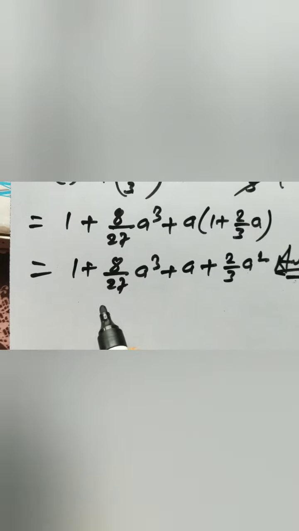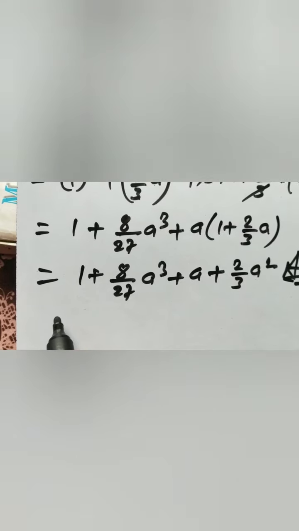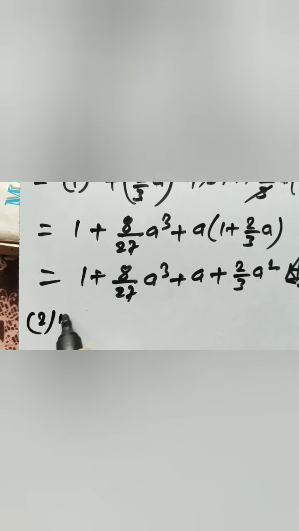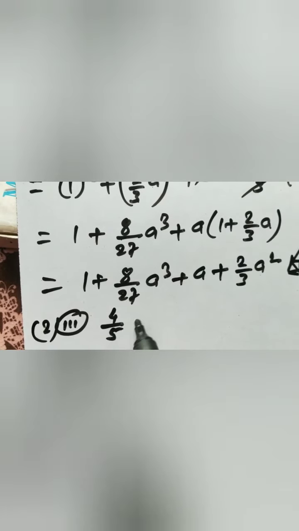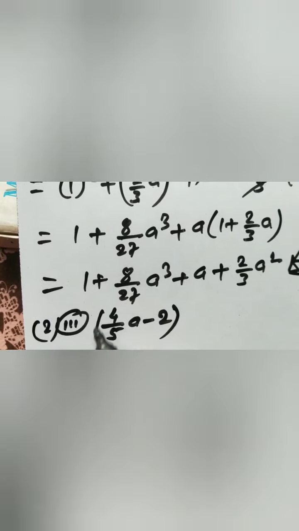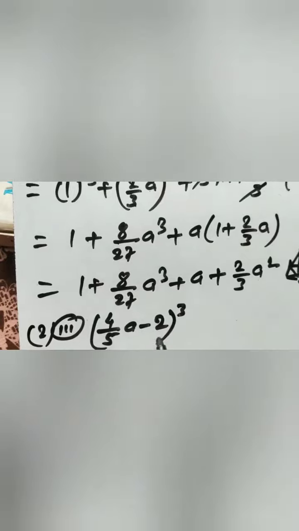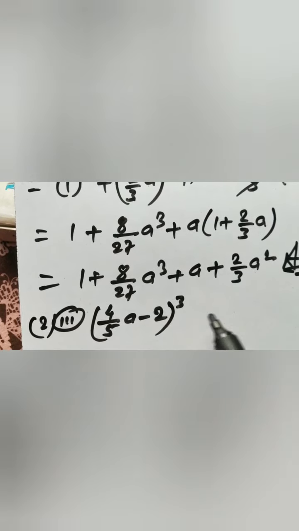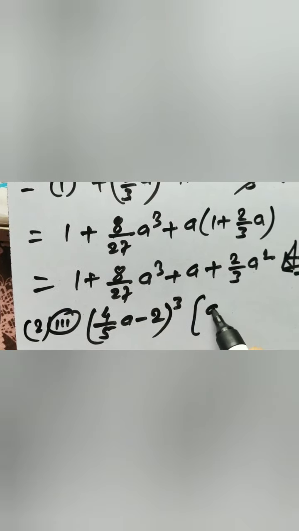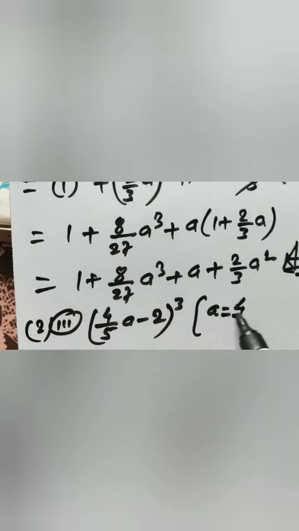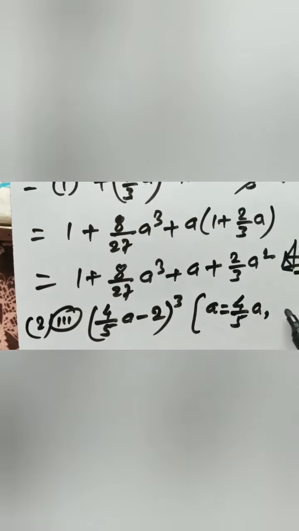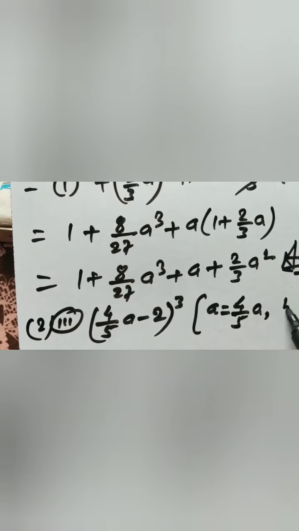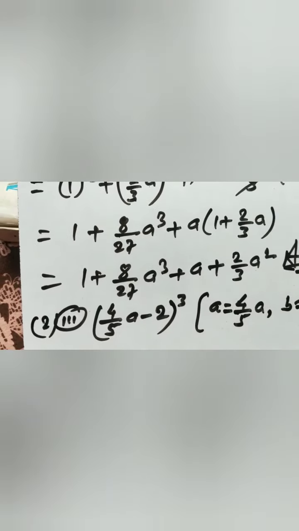Now let us see one more problem based on (a minus b) the whole cube. This is the third question of 2. So (4 by 5a minus 2) the whole cube is given. So here your a is equal to 4 by 5a. At the place of a you have to write 4 upon 5a, and at the place of b you have to write 2.